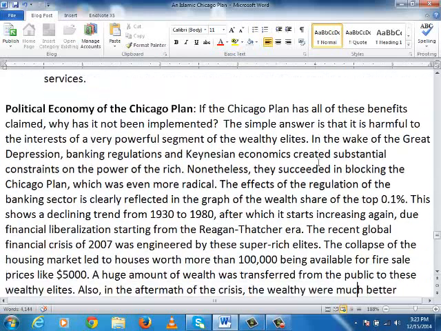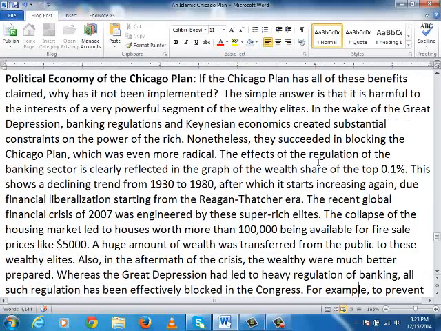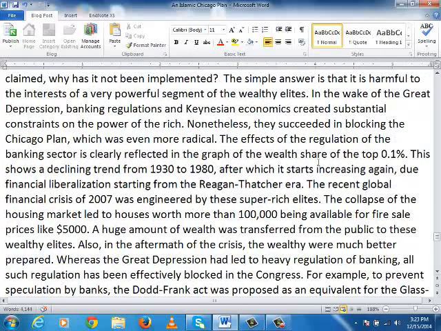Now, if the Chicago plan is all that wonderful, then why has it not been implemented? Basically, the problem is that it has been blocked by the wealthy elites.